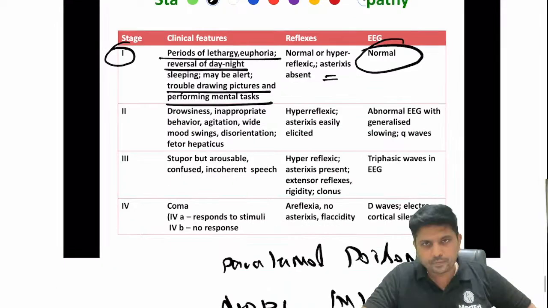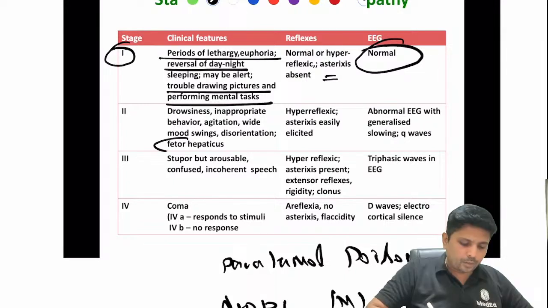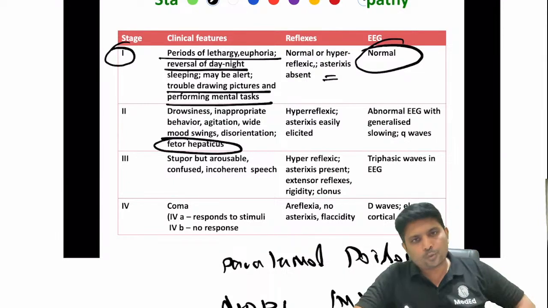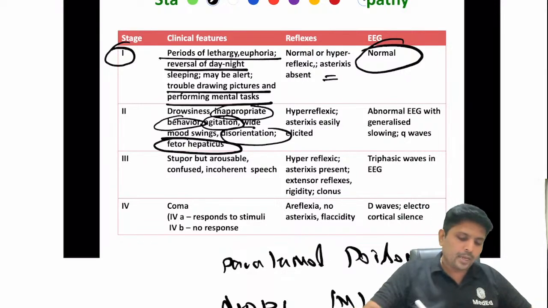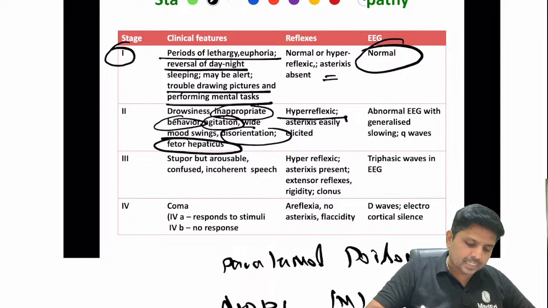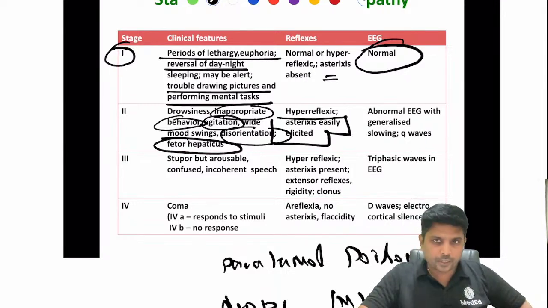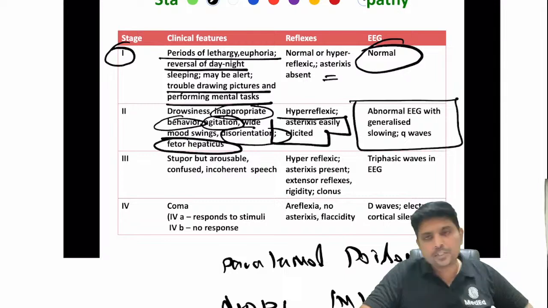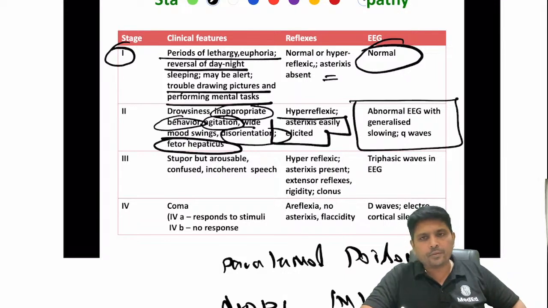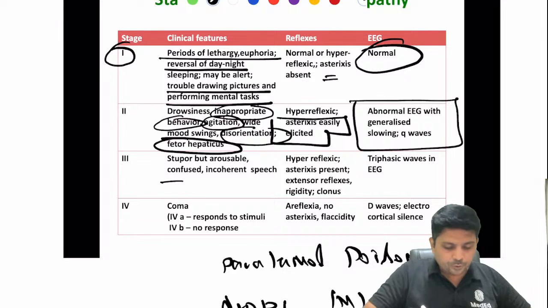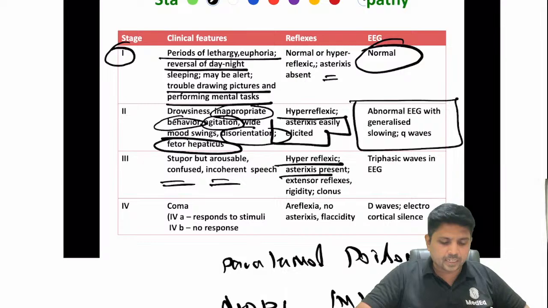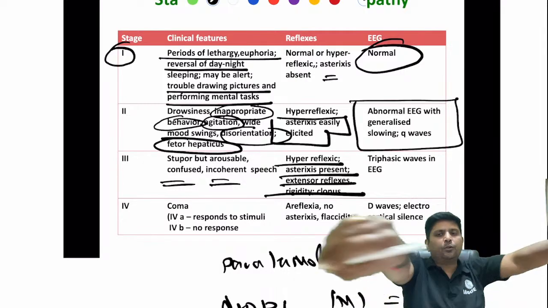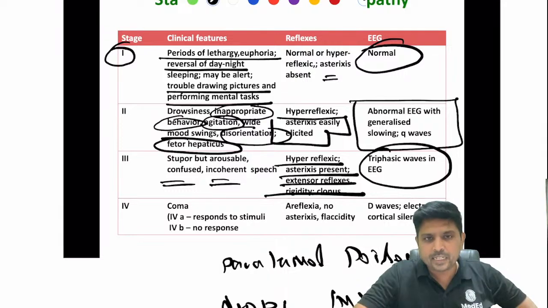Whereas when it goes to stage 2, here comes the abnormal fetor hepaticus due to ammonia, and they will be disoriented and agitated, and they will have behavioral disturbance. Here comes asterixis and hyperreflexia, and this is often characterized by generalized abnormal slow wave EEG. Stage 3 is confusion, incoherent speech. Here the child is hyperreflexic, asterixis present, extensor reflexes, rigidity and clonus, along with triphasic waves in EEG.